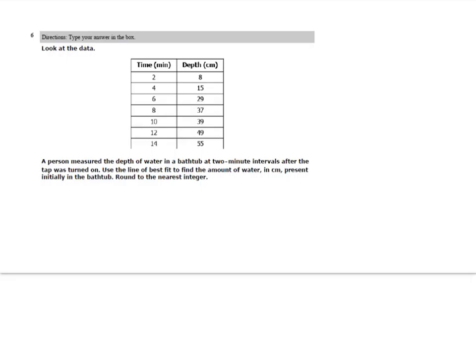This particular problem, it says a person measured the depth of water in a bathtub at 2-minute intervals after the tap was turned on. Use the line of best fit to find the amount of water in centimeters present. Here's the keyword right here, initially. So what you would do is go ahead and put this in L1 and go ahead and put this in L2. Go ahead and look at your scatter plot to see what the data is doing. Get you a regression line, and once you get your regression line, it is linear.